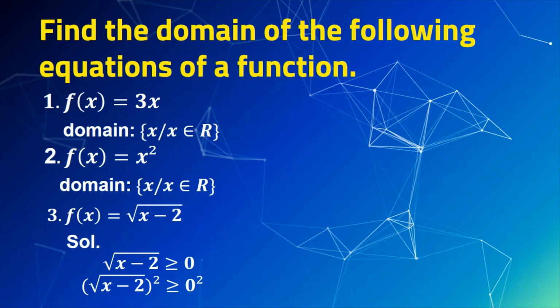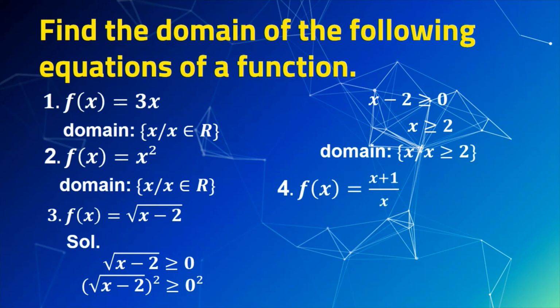Then compute, square both sides. Then we have x minus 2 is greater than or equal to 0, then x is greater than or equal to 2. So if we replace x with 2, this will become 0, and the square root of 0 is 0. And for all values of x greater than 2, let's say 3, 3 minus 2 is 1, and the square root of 1 is also 1. So there is a value. Let's say for instance x becomes 1: 1 minus 2 is negative 1, so that is imaginary. Therefore, the domain of this one is x such that x is greater than or equal to 2.